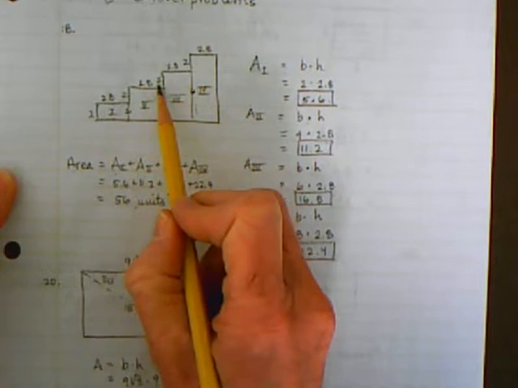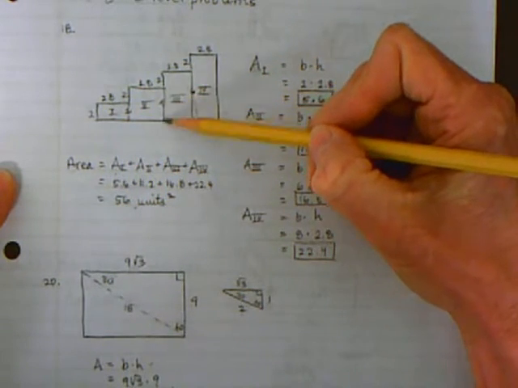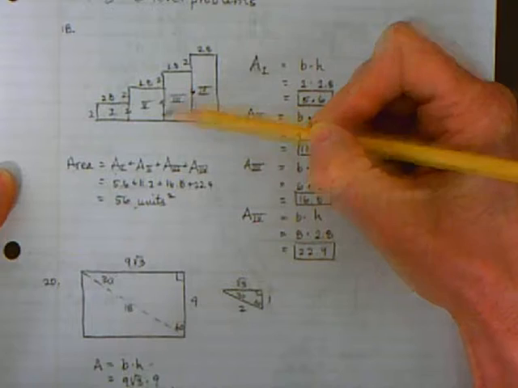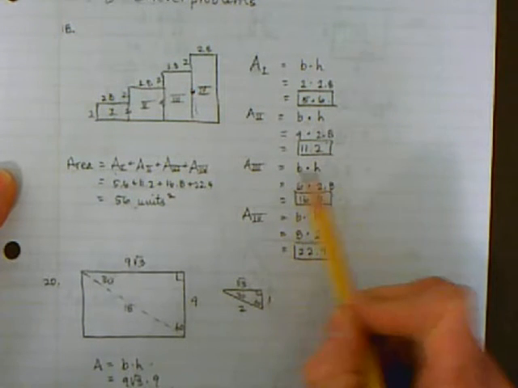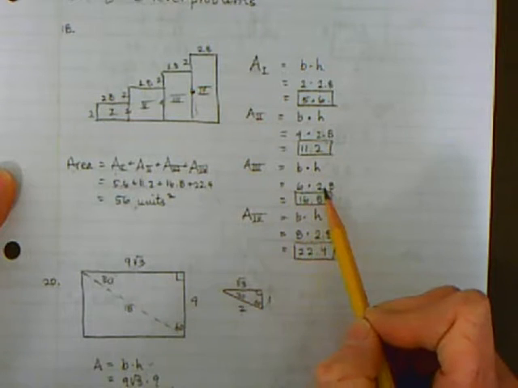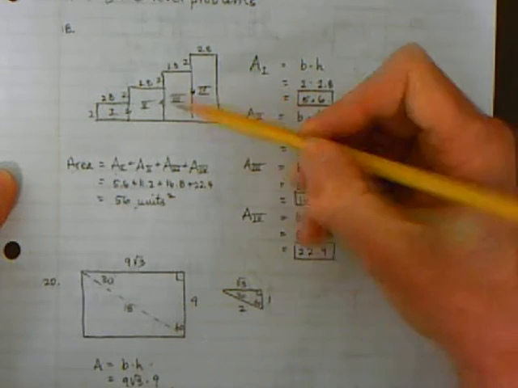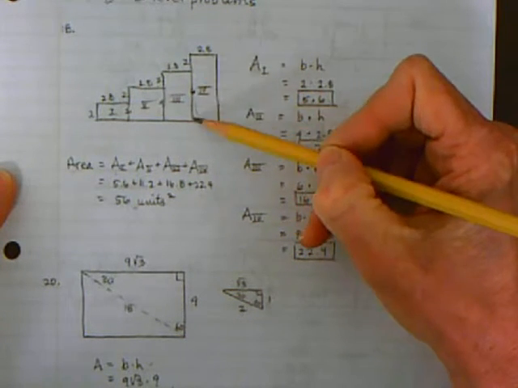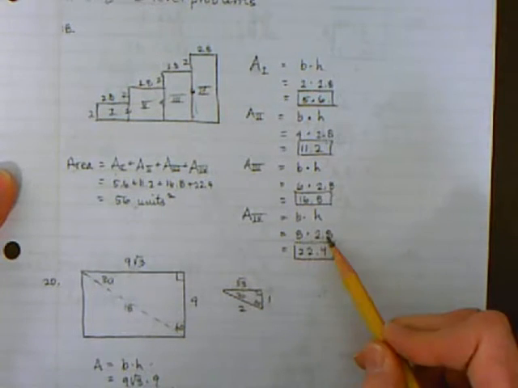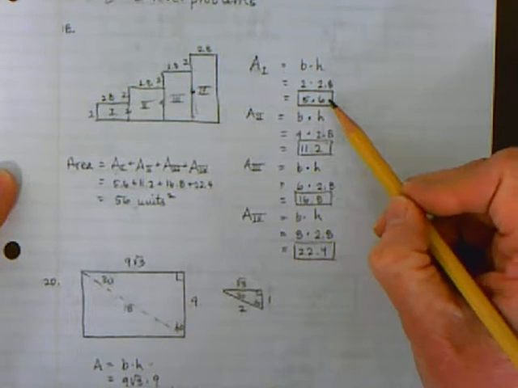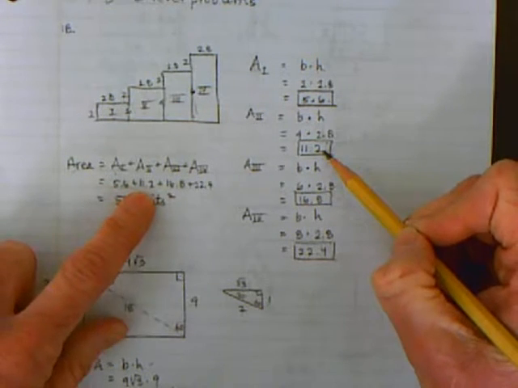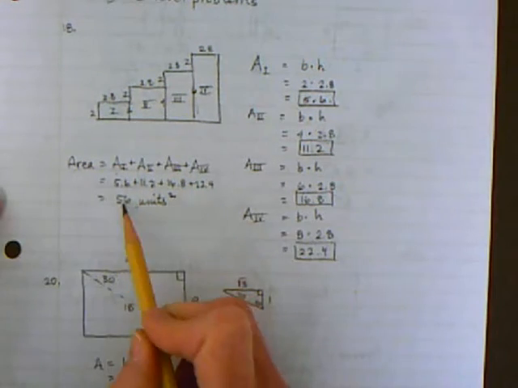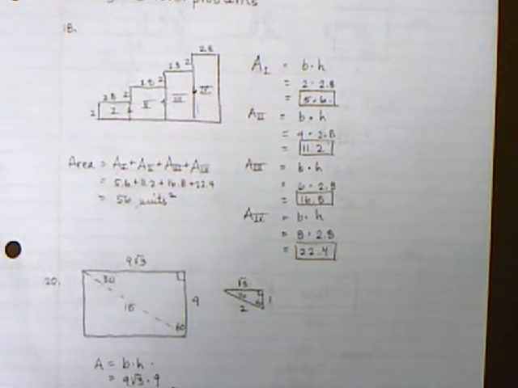4 times 2.8. By the same token, this dimension here is 4, this guy is 2, so this entire dimension here is 6. So again, we got a rectangle, base times height, 6 times 2.8 to get this area. And then this dimension here is 6, this is 2, for a grand total of 8. 8 times 2.8. Okay? And so this area, I add area 1, 5.6, to area 2, 11.2, to area 3, 16.8, to area 4, 22.8, for a grand total of 56. This time I wrote units squared. Good for me. All right.